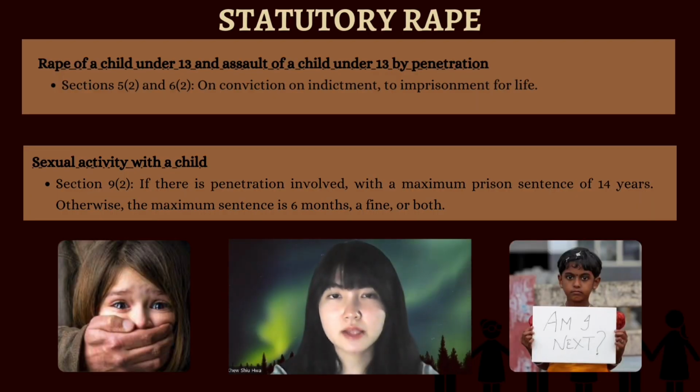On the other hand, punishments of statutory rape are laid out in a few sections. First and foremost, Section 5 subsection 2 and Section 6 subsection 2 provide that if there is rape of a child under 13 and assault of a child under 13 by penetration, the person on conviction on indictment shall be liable to imprisonment for life. Next, in the case of sexual activity with a child, Section 9 subsection 2 clarifies that if there is penetration involved, the person can be charged with a maximum prison sentence of 14 years. Otherwise, the maximum sentence is 6 months, a fine, or both.